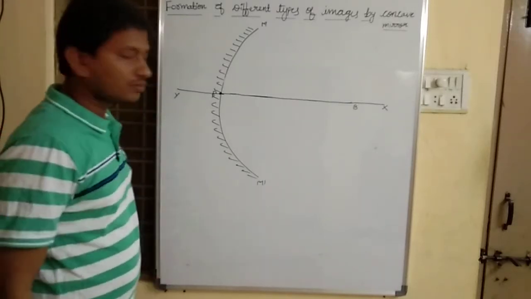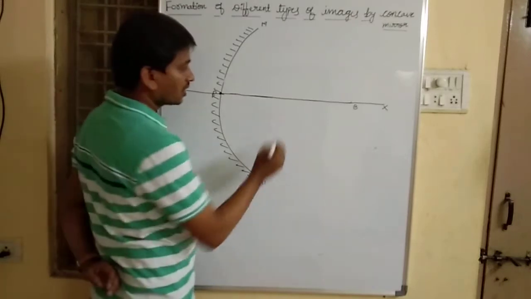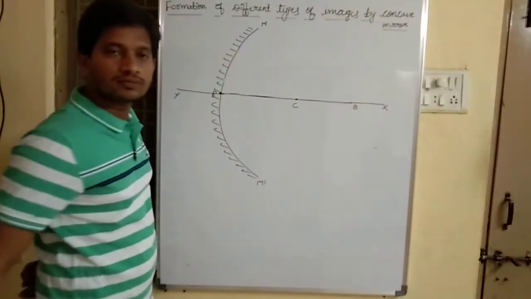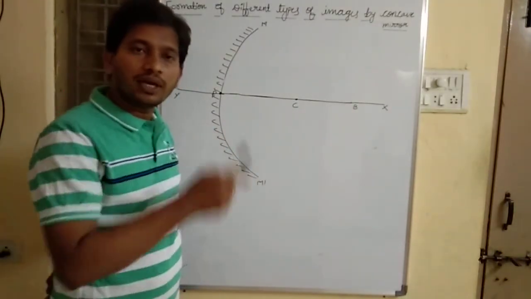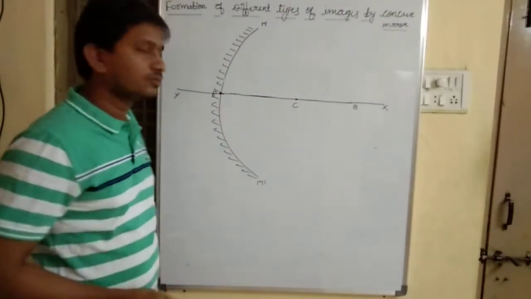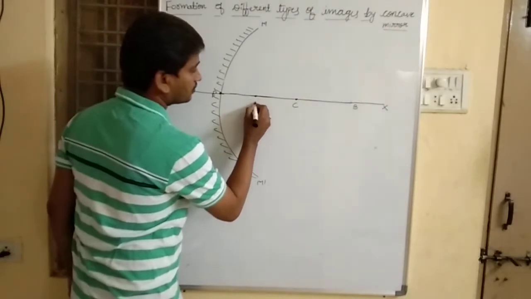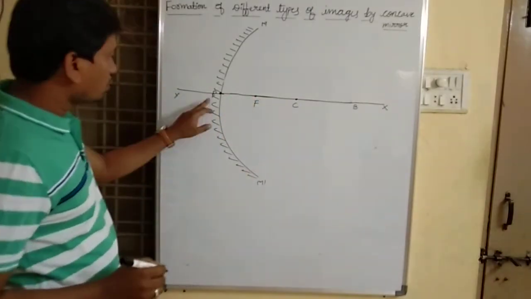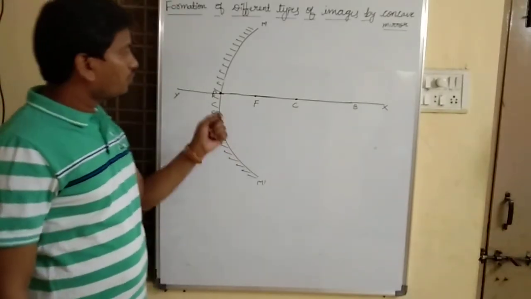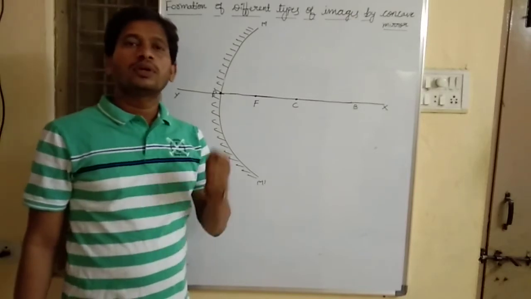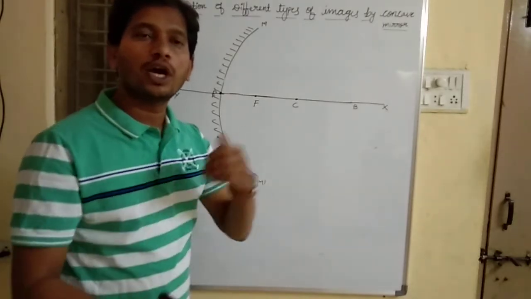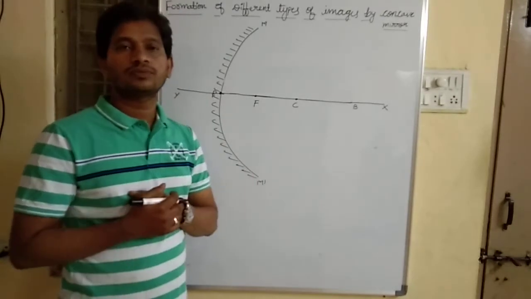As we know, this is our pole and this is our center of curvature. The center of curvature is the center of the hollow sphere of glass of which the mirror is a part. And this is our focus. Pole, focus, center of curvature. To find the position of the image, we can place an object at different places.